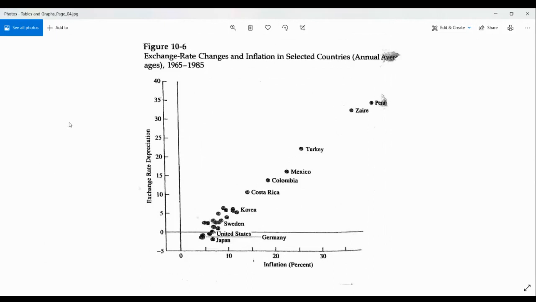Here's another picture. This is exchange rate changes and inflation in selected countries over longer periods of time, from 65 to 85. Why did I pick those years? It's because I wanted to have a lot of major currencies that were widely traded around the world. After this period, the euro was created, and a lot of countries that used to have separate currencies, like France and Germany, suddenly had the euro. So we would have very few data points.